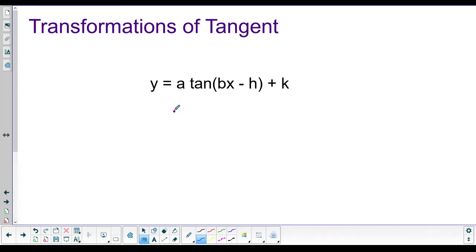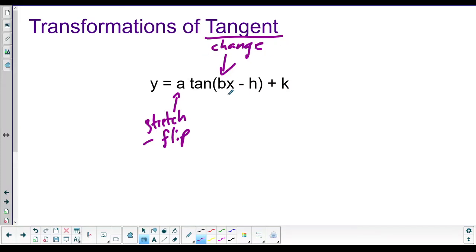So we have A. It does normal A stuff. It can stretch the graph. It does not tell us an amplitude anymore because amplitudes don't exist for tangent. And if it's negative, it can flip the graph over as well. Okay. B will still change period. But our formula for the period is no longer 2 pi divided by b because our period didn't start as 2 pi. Our period is just pi over b. So it's the normal period of the function divided by your value of b.